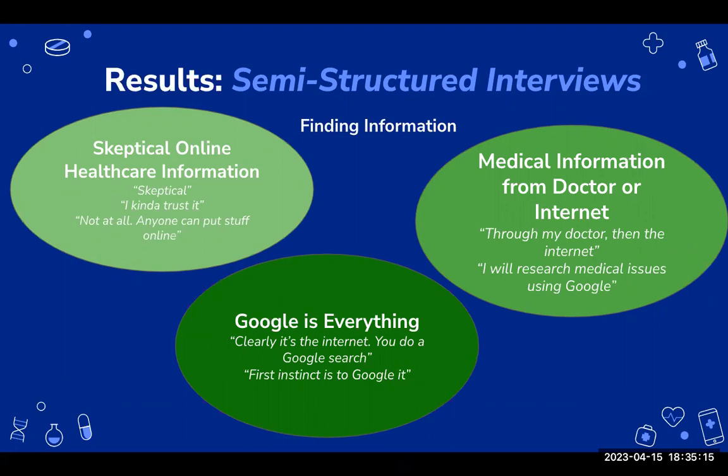Insights from the qualitative interviews revealed that participants typically find information by simply Googling it or scrolling through social media. Participants usually find information about their medical needs from their own doctor or from the internet. Results indicated that they somewhat trust, or are sometimes skeptical of, healthcare information they find online.